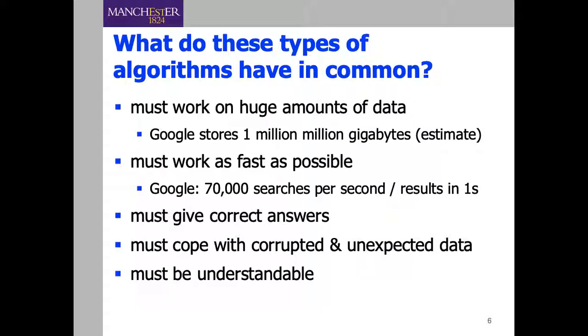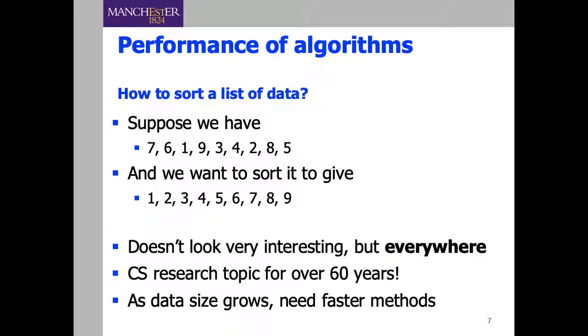And finally, and perhaps not immediately obvious, is that an algorithm must be understandable. You must be able to write down, document the steps that your algorithm takes and the constraints that it operates under. Otherwise, you can't communicate it to anybody else. You can't continue to develop it. You can't revise it. You can't fix bugs because it's not well understood and it's a big mess and we're in trouble. So let's look for a moment at performance of algorithms.